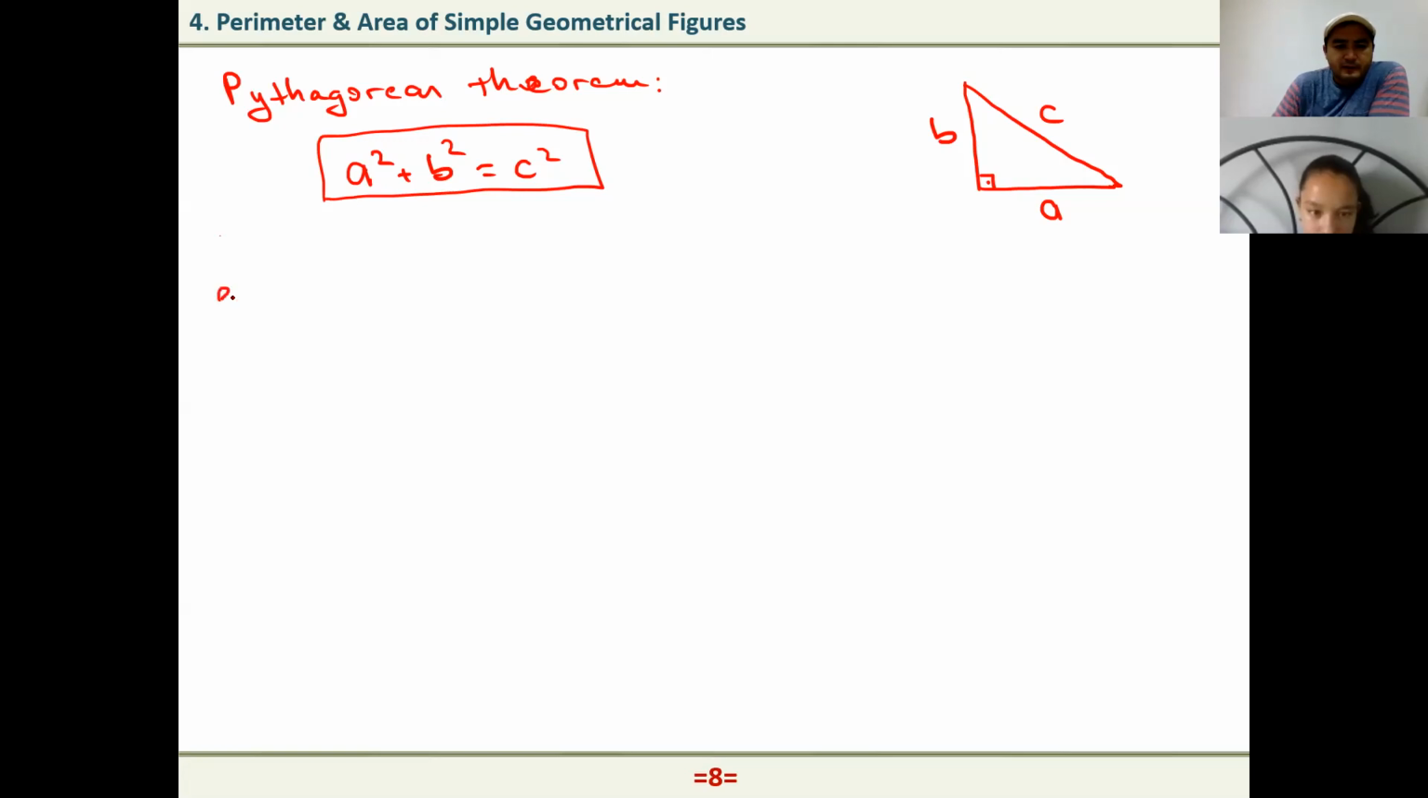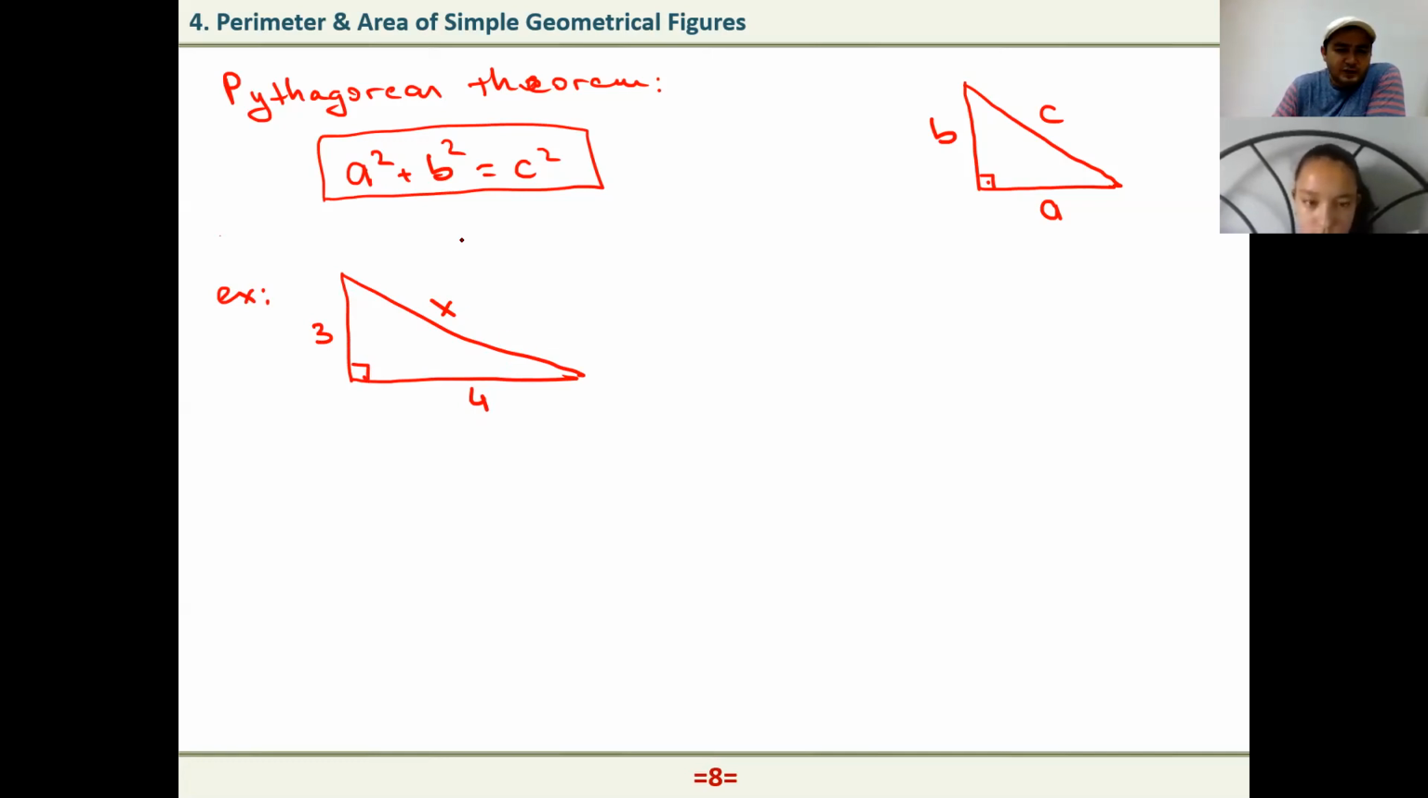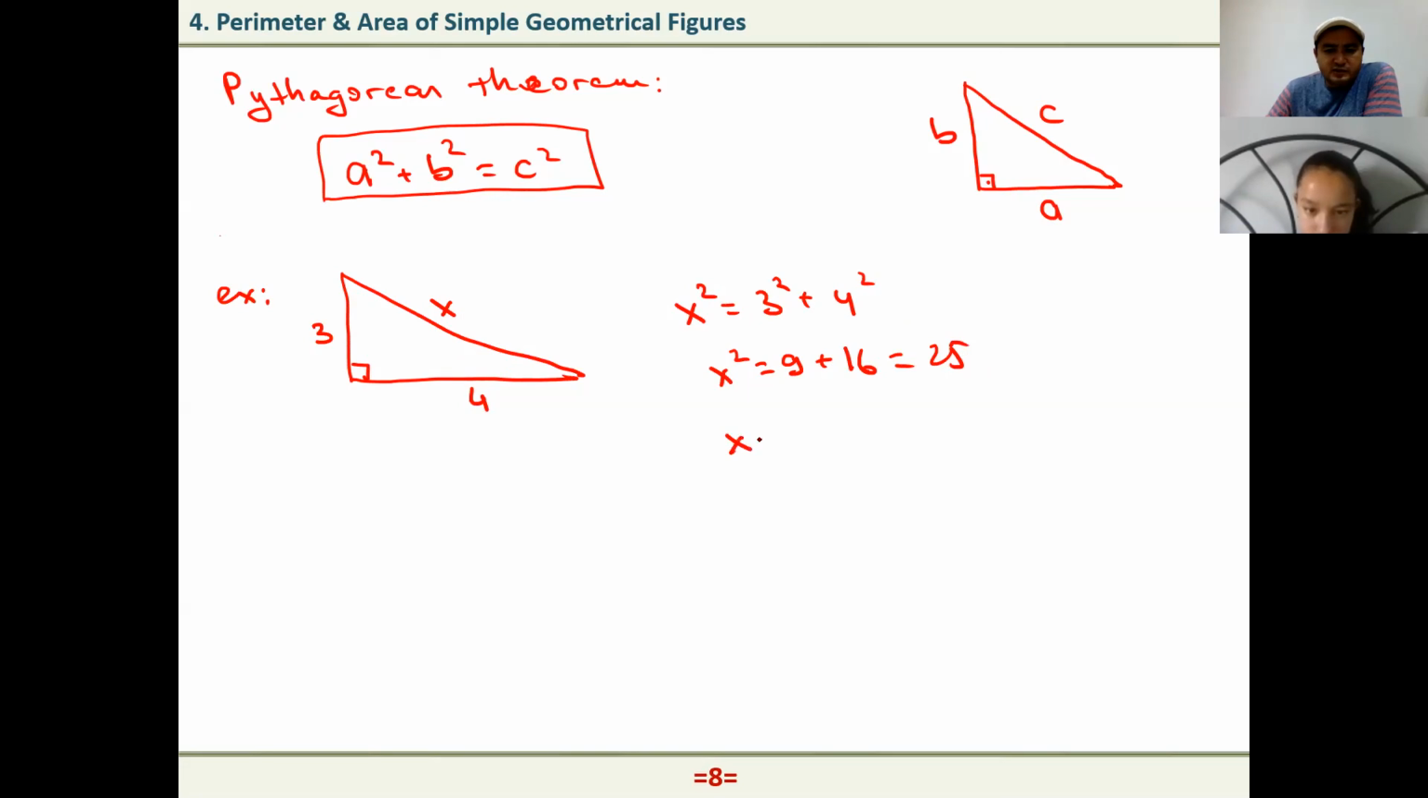For example, let's say here we are given a right angle triangle, and this side is, let's say, 3, and this side is 4. The question is, what is the length of the hypotenuse? Actually, we call this hypotenuse, the side which is faced by the right angle. Using this Pythagorean theorem, what is x? That is x squared equals 3 squared plus 4 squared. Or x squared equals 3 squared is 9 plus 4 squared 16. That's equal to 25. So if x squared equals 25, what is x, Shahina?